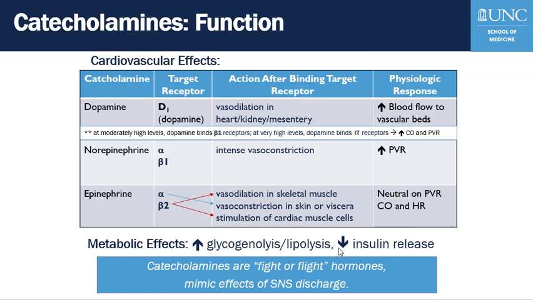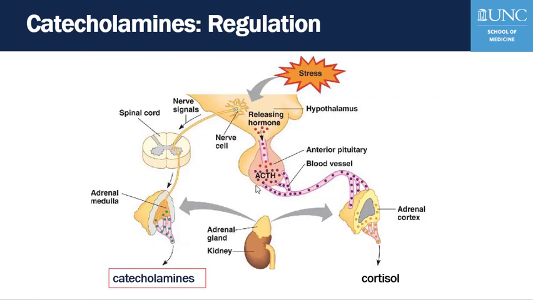The metabolic effects of the catecholamines are to increase energy stores for immediate use via glycogenolysis and lipolysis. And the catecholamines also suppress insulin release because insulin is, in a sense, a storage hormone that would inhibit the release of immediate uses of energy. So catecholamines can then be summarized as fight or flight hormones because they mimic the effect of the sympathetic nervous system discharge.